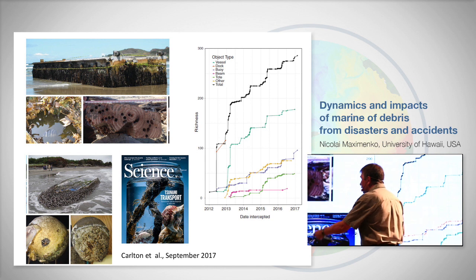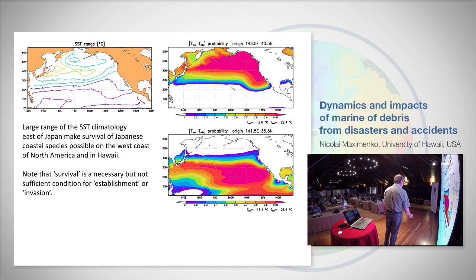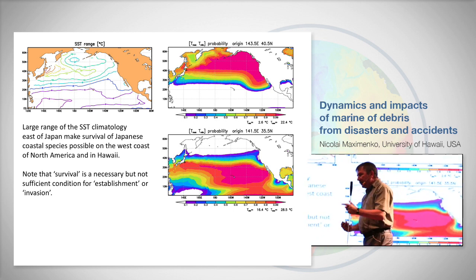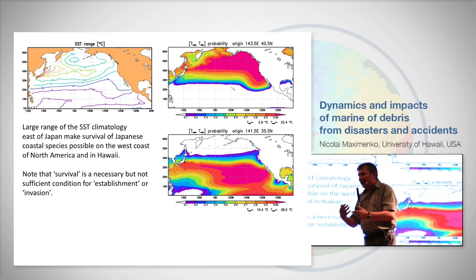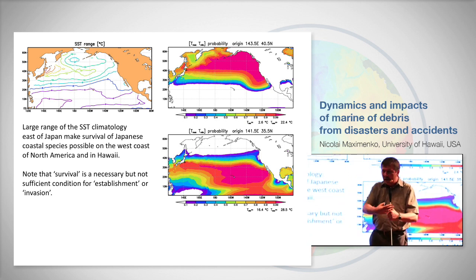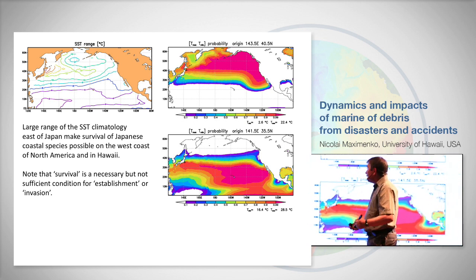But then alien species, Japanese species, were found on smaller and smaller objects. This paper was published in Science magazine just last month. Jim Carlton and his colleagues documented many species. And this is where we got a unique opportunity to contribute our experience with ocean dynamics. We decided to help estimate the probability of how these species can survive the travel and whether they can actually establish in North America or in Hawaii.